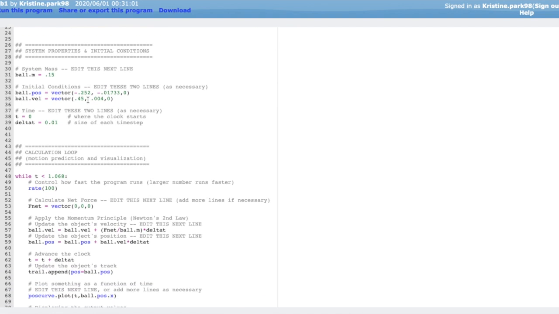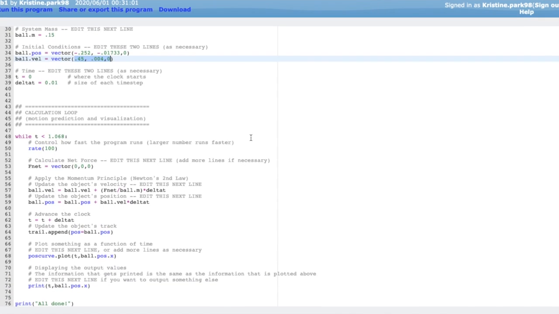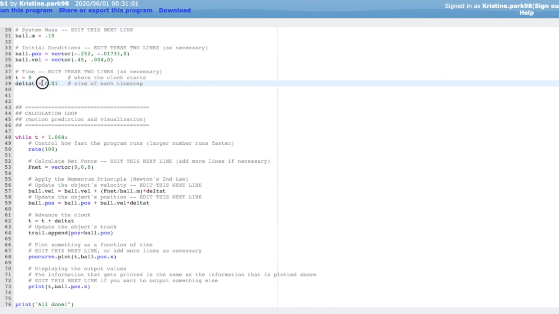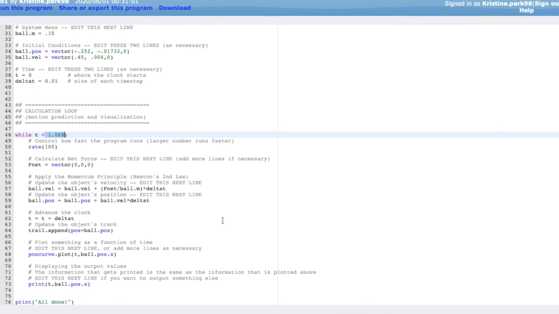So I made some changes. The first one being the mass to 0.15, the initial position vector, which was negative 0.252, comma, negative 0.01733, comma, 0. The initial velocity, which is 0.45, comma, 0.004, comma, 0. The observed start time, which was 0. The time step, which was 0.01, as well as the observed end time, 1.068 seconds, and these were my results.